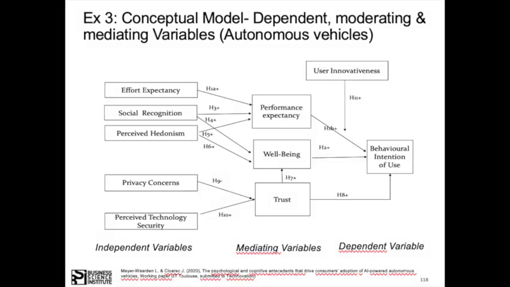Conceptual model about autonomous vehicles adoption. You have independent variables such as effort expectancy, social recognition, perceived hedonism, which influence mediating variables such as well-being, trust, and subsequently influence the dependent variable, behavioral intention of use. There's one moderator variable, user innovativeness. So the higher the innovativeness of the user, the higher should be also the impact of well-being and performance expectancy on behavioral intention to use.